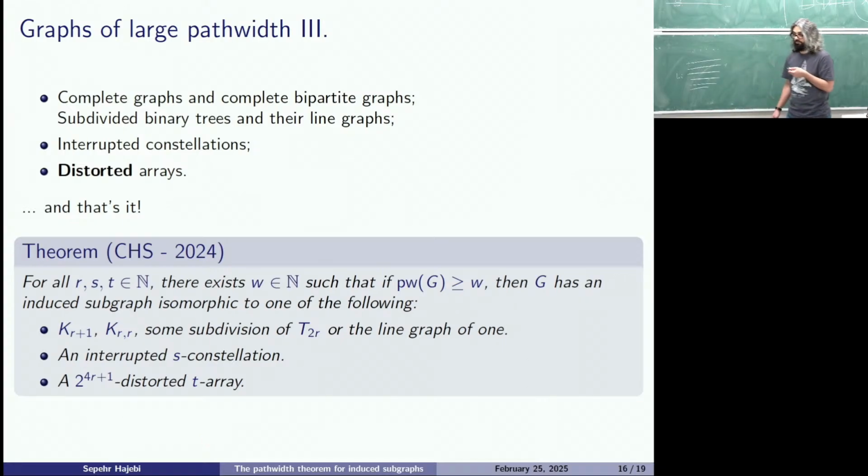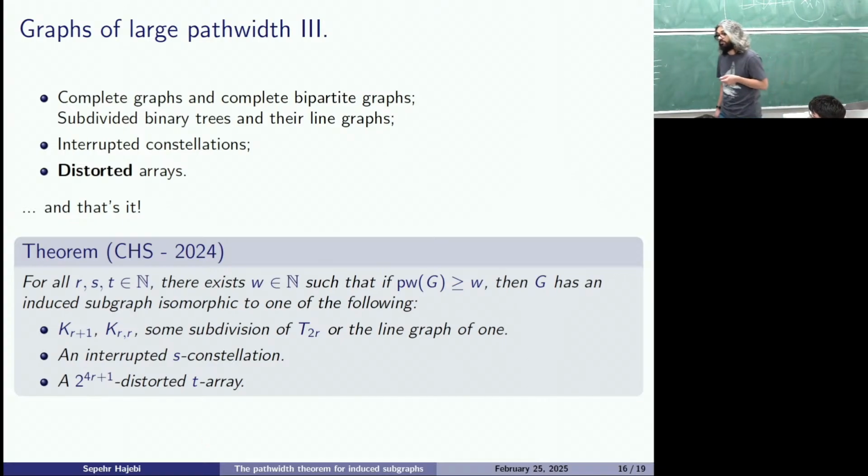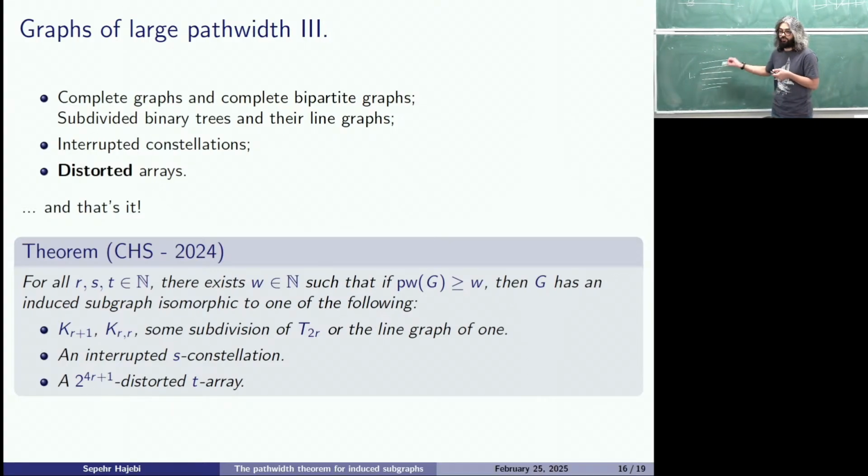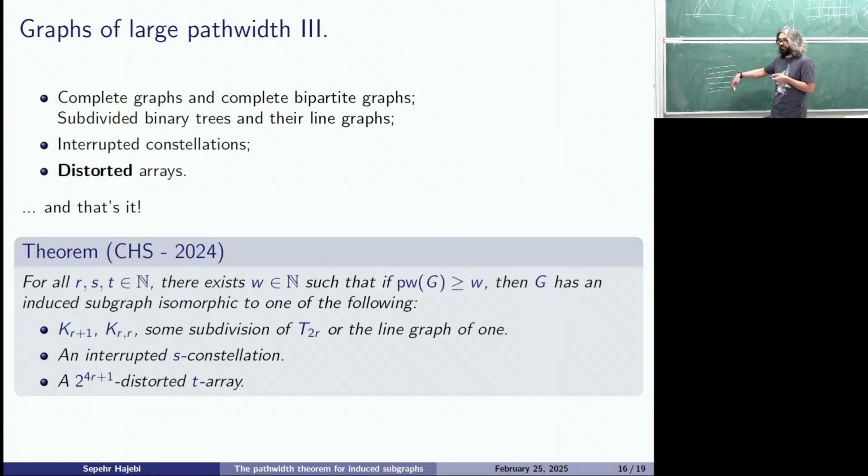So what is the bound of the pathwidth for distorted arrays? It doesn't have to do with this parameter. It is at least T. At least 2. Okay. Why? Because you have a K_{T,T} induced. You have T vertices in the stable set, T pairwise anticomplete paths, and each path sees each vertex.